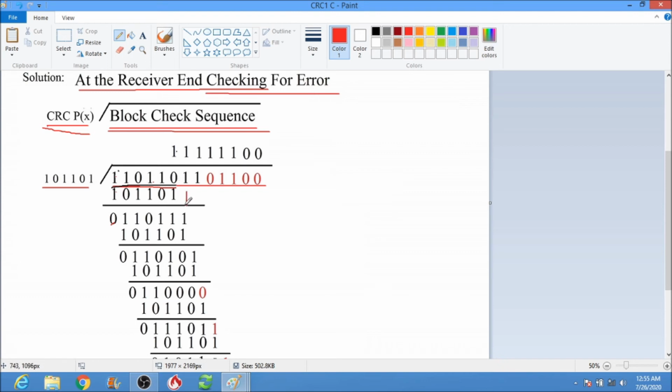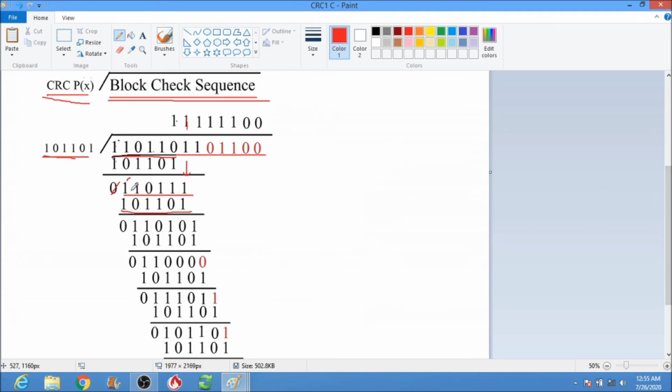Then bring down 1, so cancel out that 0. And this is now our second dividend. Of course, the most significant bit is 1, so we write the quotient as 1. So 1 times this 1, of course, this is the result. Then we XOR again. 1, 1 is 0. 1, 0 is 1. 0, 1 is 1. 1, 1 is 0. 1, 0 is 1. And 1, 1 is 0. So cross out this 0 and bring down the next one.